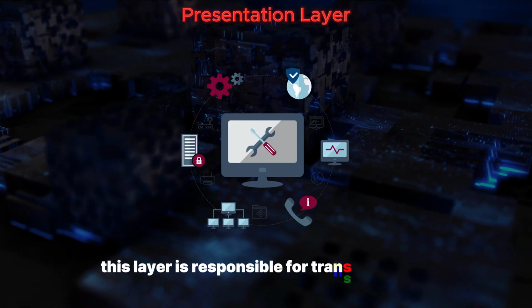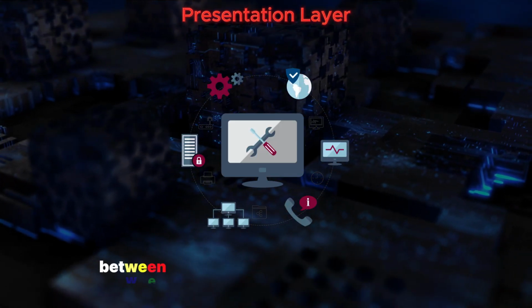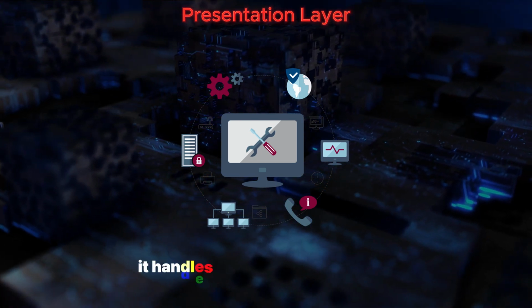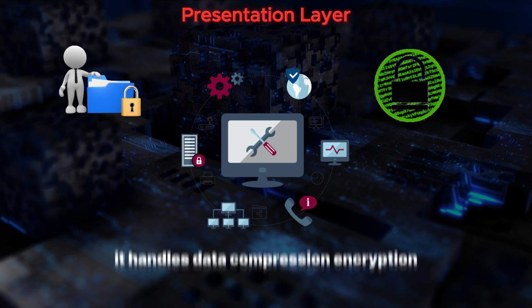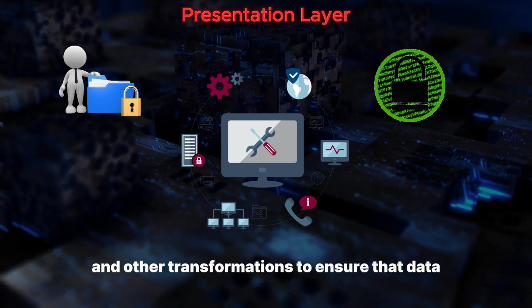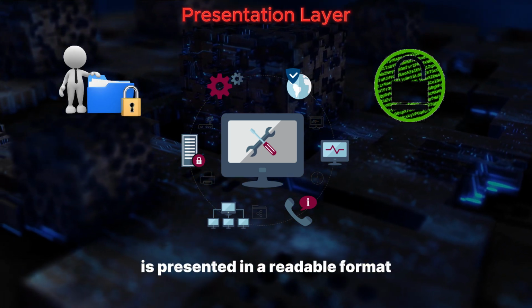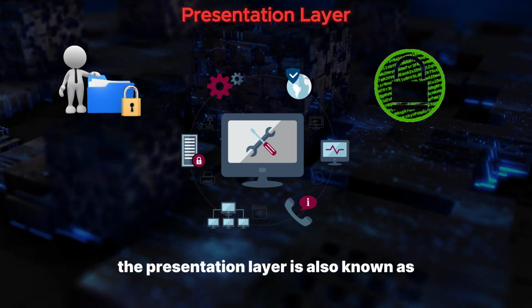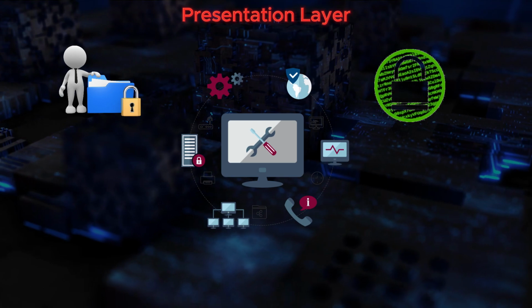Number 6. Presentation layer. This layer is responsible for translating data between the application layer and the lower layers. It handles data compression, encryption, and other transformations to ensure that data is presented in a readable format. The presentation layer is also known as the syntax layer.